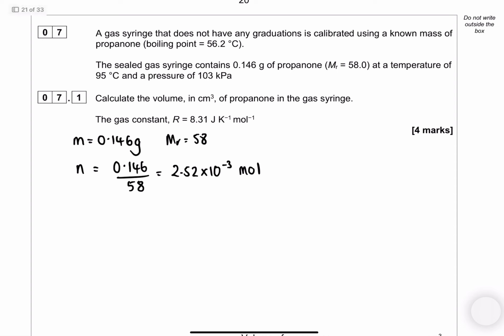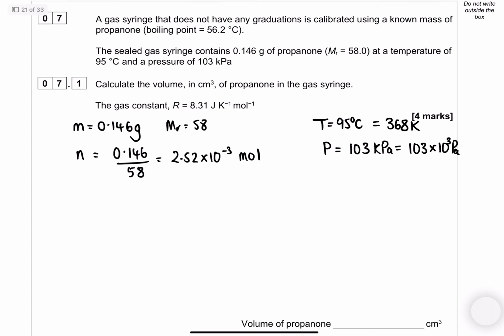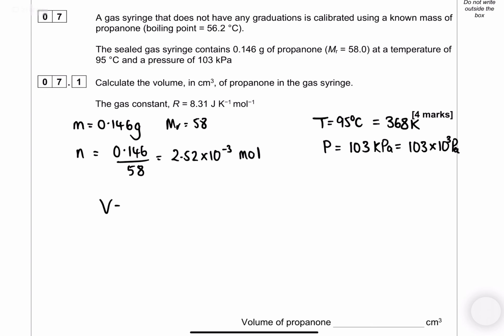The temperature T is 95 degrees C, but we want to convert that to Kelvin. So 368 Kelvin. The pressure is 103 kilopascals. We want to convert that to pascals, so times by 1,000. So then what we want to do is let's calculate the volume in centimetres cubed.